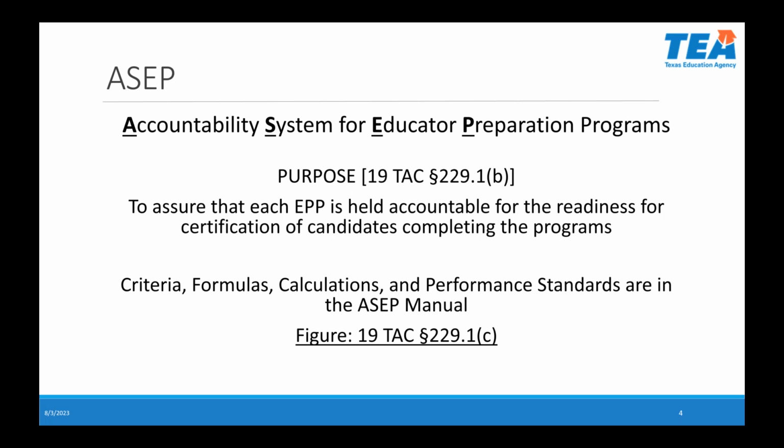In this webinar, we'll discuss reporting details, but first, let's provide some context. Texas Education Code, TEC, and Texas Administrative Code, TAC, require educator preparation programs to report specific information and data to the state annually. This data is used to determine EPP accreditation status and is also provided to consumers. The ASEP manual in Figure 19 TAC 229.1c outlines the data calculations and performance standards for EPP accreditation. If you are new to the EPP, it's essential to review these requirements periodically. Remember that each program within the EPP contributes to the data collected each year. So, effective communication across the programs is vital for efficient and accurate data collection and reporting processes.